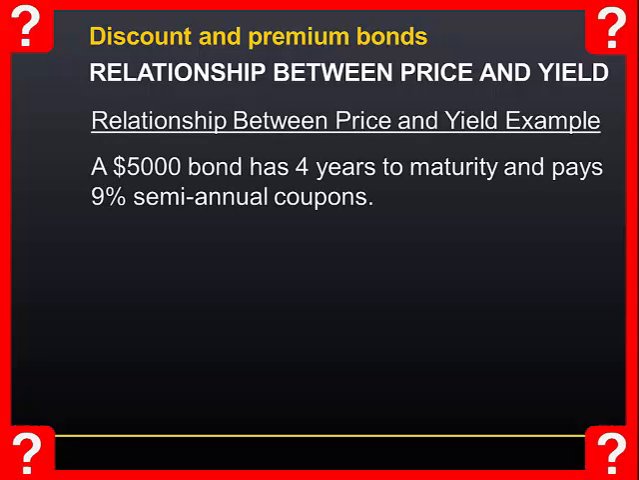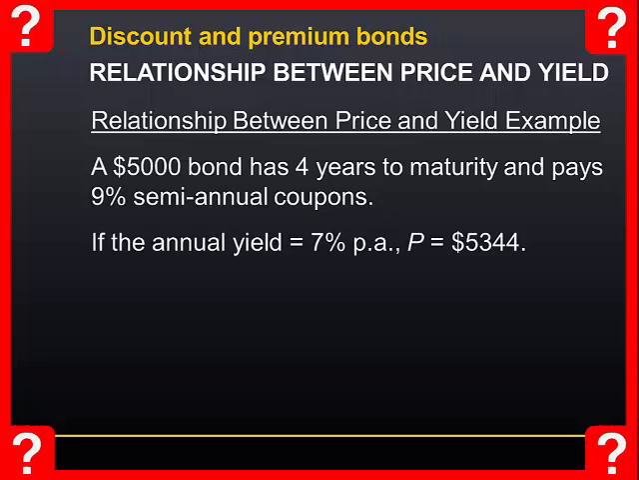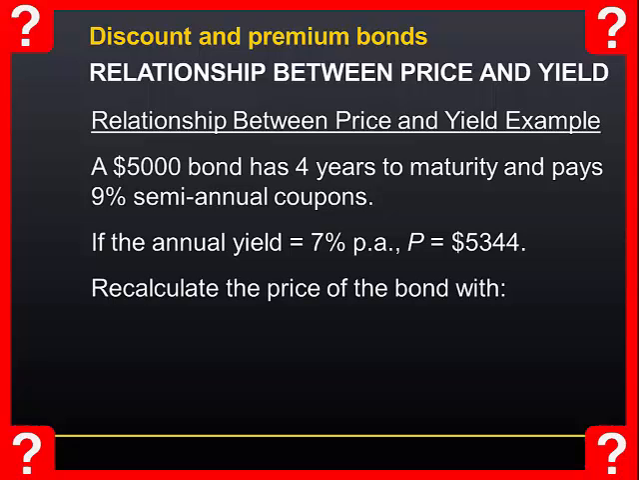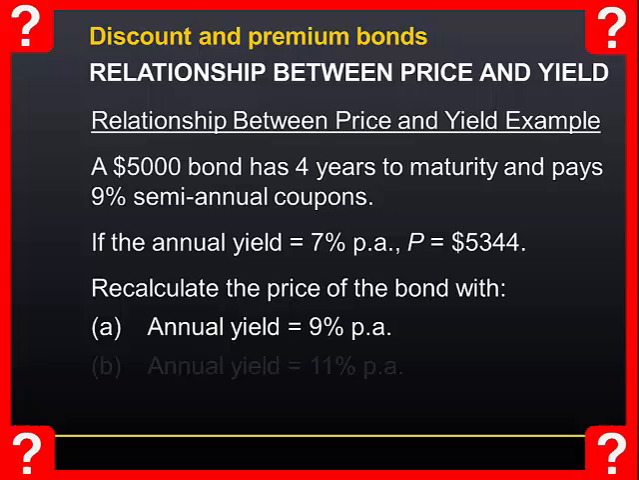In the previous module, we calculated the price of a $5,000 bond with 4 years to maturity and a coupon rate of 9%, payable semi-annually. If the yield is 7% per annum, the price is $5,344. We now need to recalculate the price of the bond with an annual yield of 9% and 11%.